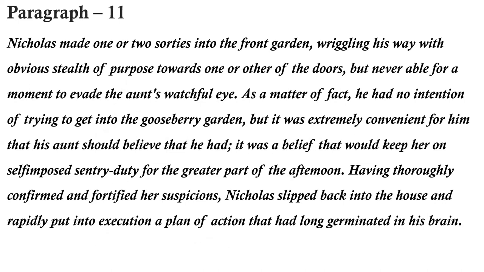I will explain. Nicholas made one or two sorties into the front garden, wriggling his way with obvious stealth of purpose towards one or other of the doors, but never able for a moment to evade the aunt's watchful eye. Now we have been told about the actions or activities, the execution plan, right, of Nicholas, how this particular boy is going to enter this gooseberry garden. So how he is trying to enter the forbidden garden, that is what we are going to learn here in this paragraph.